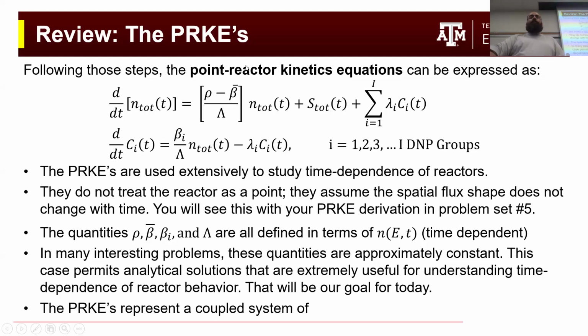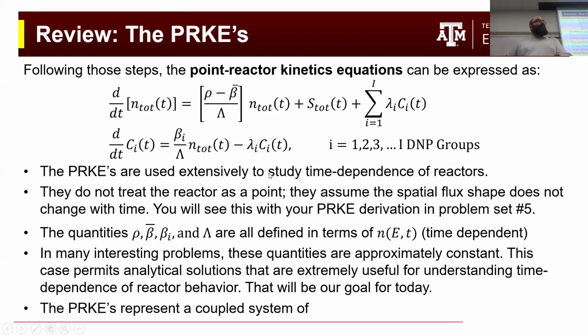When we say point kinetics, it doesn't mean that the reactor is a point. To get these, we actually assume that the reactor was infinite. It assumes that the flux doesn't have a shape that changes with time. And in problem set 5, there's an alternative derivation of the point reactor kinetics equations. So you'll see where that name comes from if you take a look at that derivation in problem set 5.